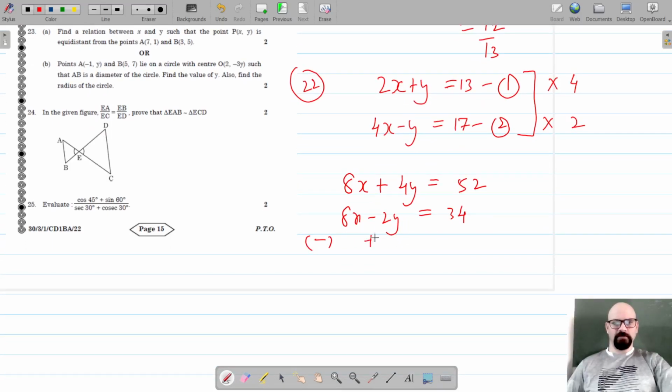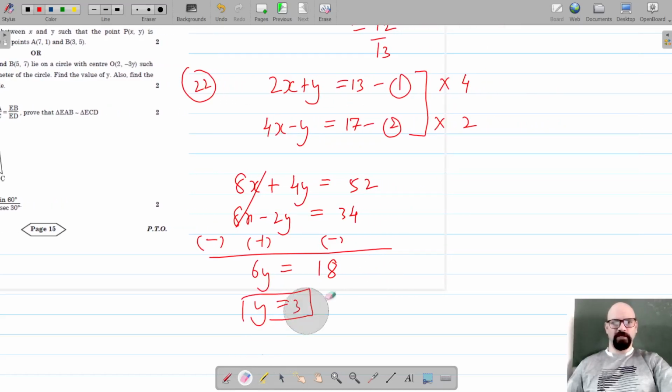Okay, so the 8x gets cancelled. 4y plus 2y is 6y. 52 minus 34 is 18. So 6y is equal to 18, and y is equal to 3.